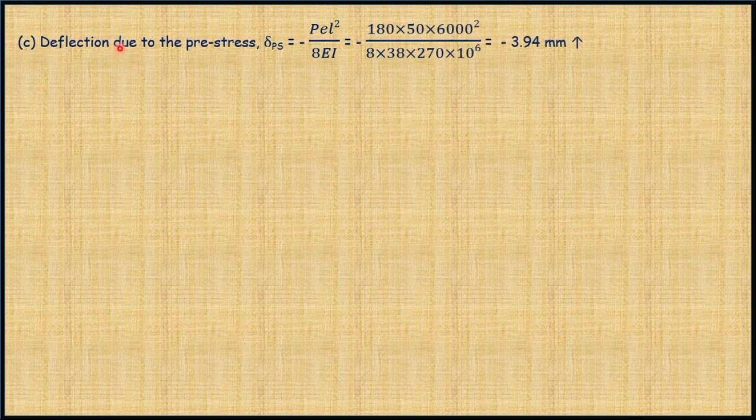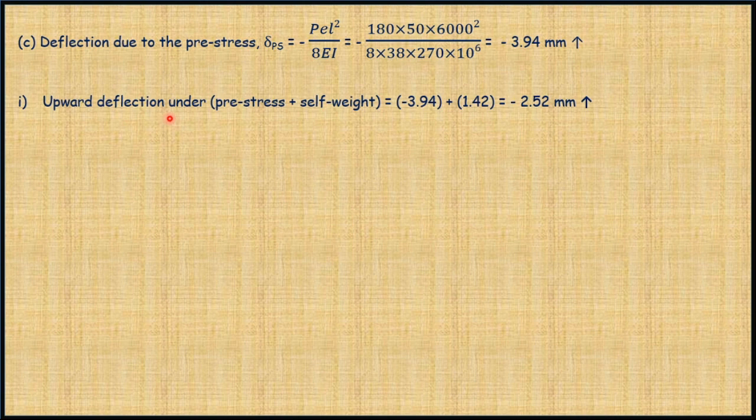Now calculating deflection due to the pre-stress, delta PS equals minus PeL square by 8EI. This is the formula for the constant type of tendon, having same constant eccentricity, where a straight line of tendon is acting. That time we are using this formula. So have a look at this type of formulas. Minus 3.94 mm, so it is acting in the upward direction.